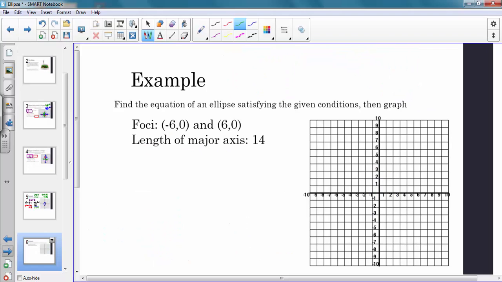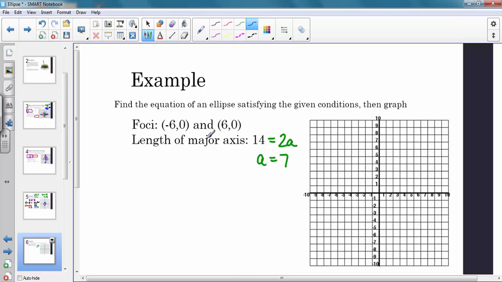All right, looking at this next example, it says find the equation of the ellipse satisfying the given conditions and then graph it. So in this case, we're given the foci are at (-6, 0) and (6, 0), and the length of the major axis is 14. So if you recall, the length of the major axis equals 2a. So I can very quickly solve for a and get a equals 7. And again, the foci are found by starting from the center and going out that distance of c.